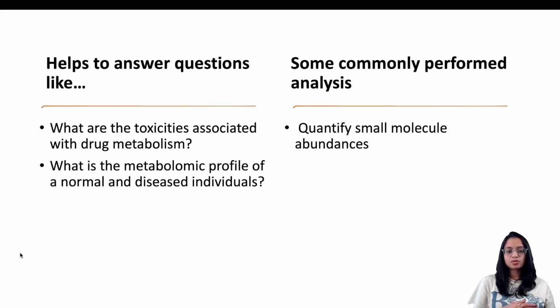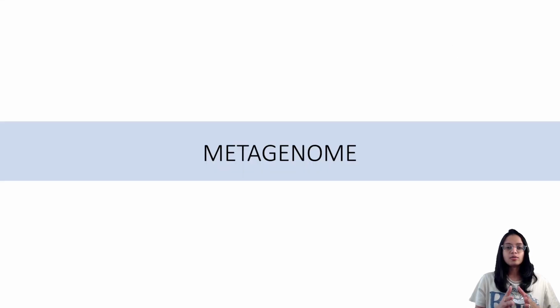Metabolomics data can be used to answer questions like what toxicities are associated with drug metabolism, and what the metabolic profile of a normal versus a diseased individual is. Some commonly performed analysis here would be to quantify small molecule abundances. Now, completely switching gears in terms of context, because so far whatever we have been discussing was in the context of eukaryotic organisms, but metagenome is something that has gained a lot of momentum in recent years and is extremely useful in the study of prokaryotic organisms.